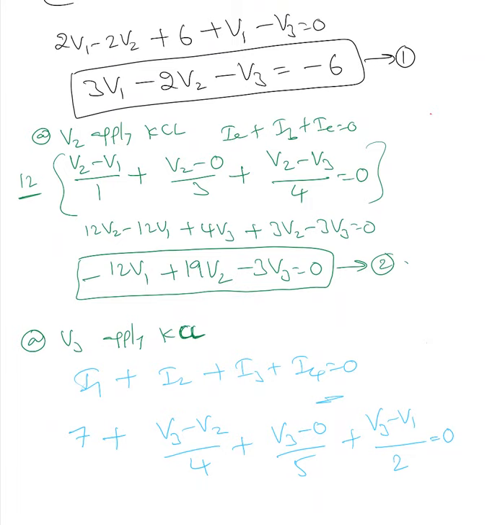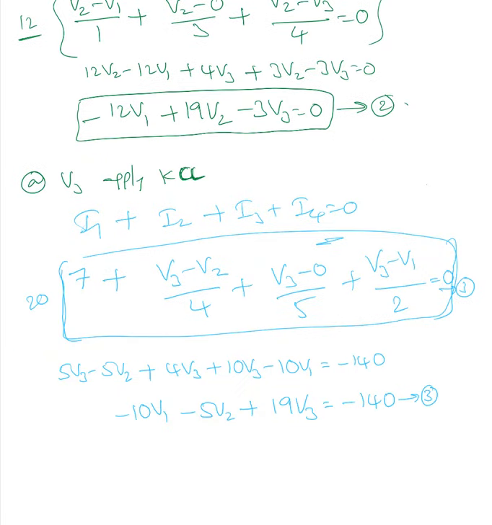Okay, so I end up writing the equation 7 plus V3 minus V2 over 4, V3 minus 0 over 5, V3 minus V1 over 2 equal to 0. This is our third equation. Let me simplify this offline. So to simplify it, I'm multiplying this equation with 20. So I end up with minus 10V1 minus 5V2 plus 19V3 equal to minus 140. That's the third equation.